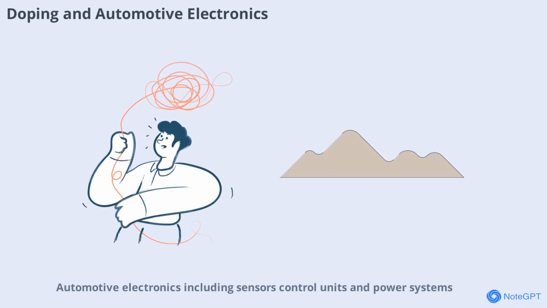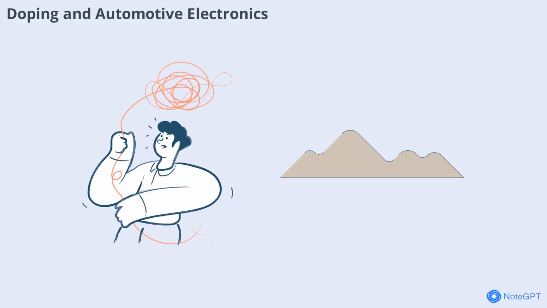Automotive electronics, including sensors, control units, and power systems, depend on doped semiconductors for efficient operation. Doping allows these components to handle the harsh conditions found in vehicles, such as temperature extremes and vibrations. This technology is essential for the safety, performance, and reliability of modern cars.